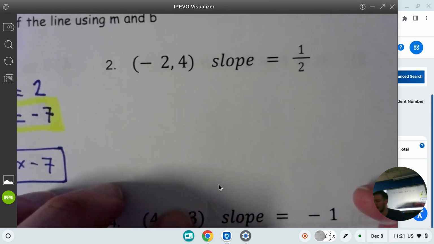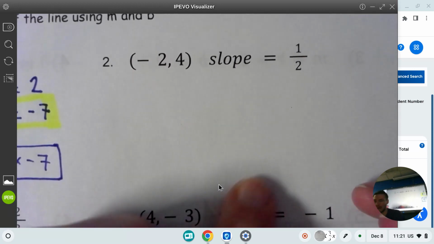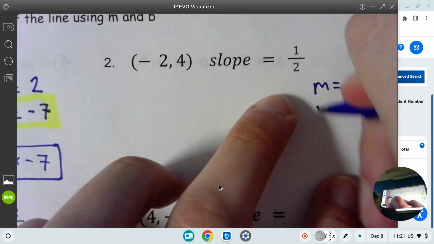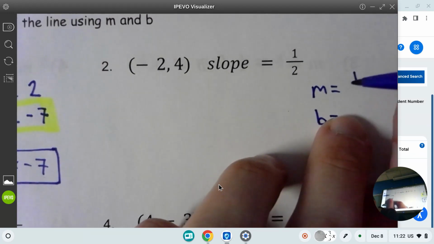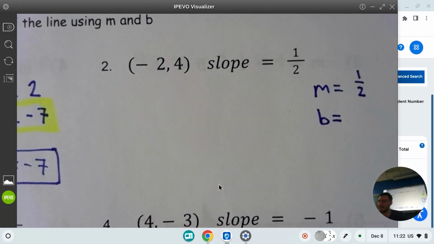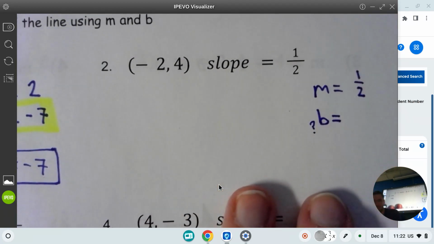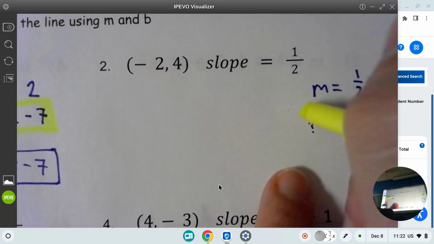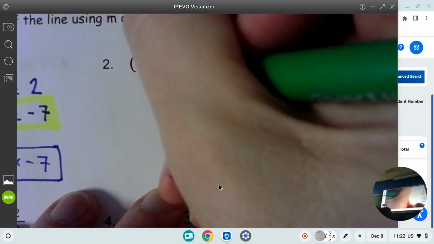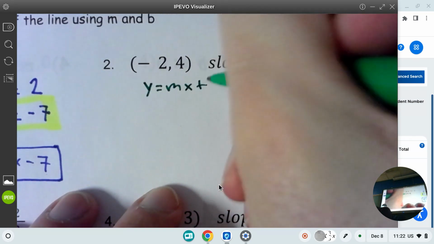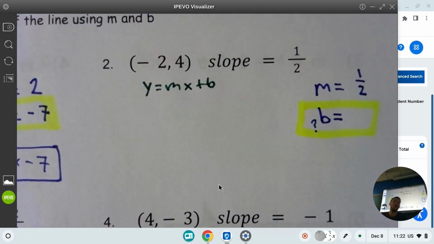Number 2, we're going to do it the same exact way. We're going to start by trying to find the m and the b. Do we have the m? Yes. Do we have the b? No. We do not know what the b is. The b is a mystery. So, our goal is to try to find the b, and we're going to do the same exact process as last question. We're going to write y equals mx plus b. They were at a party last night with y and m and x and b, of course.